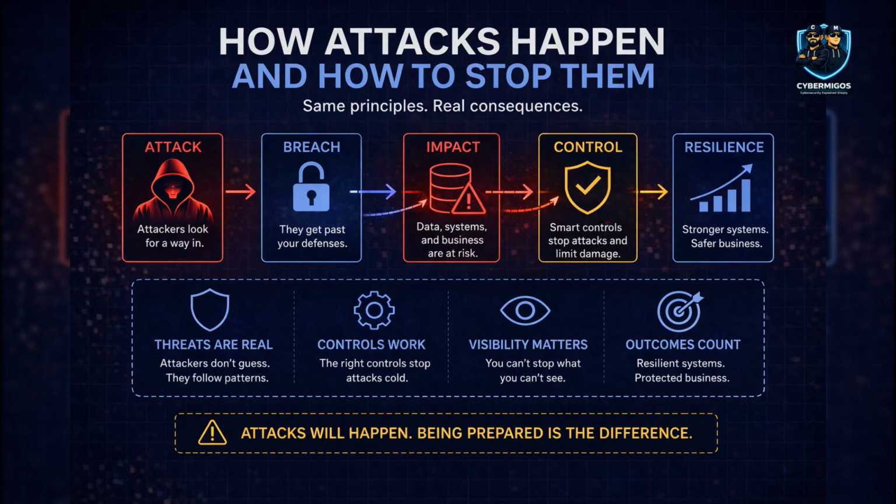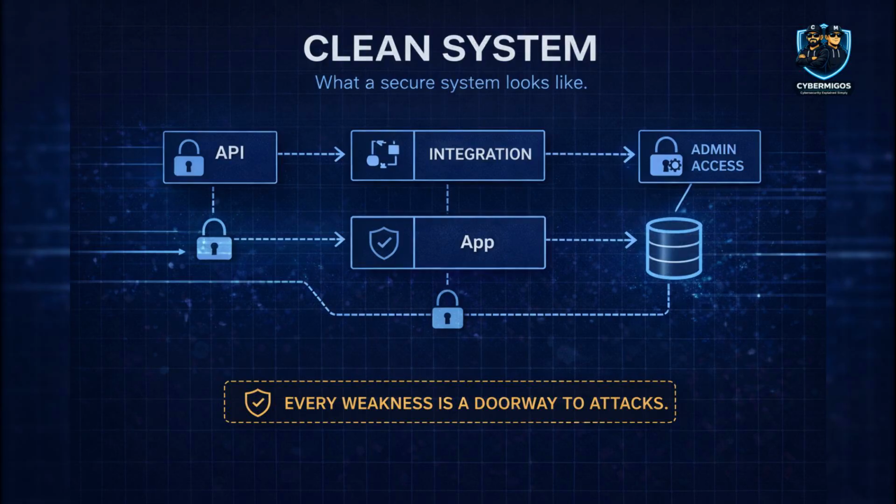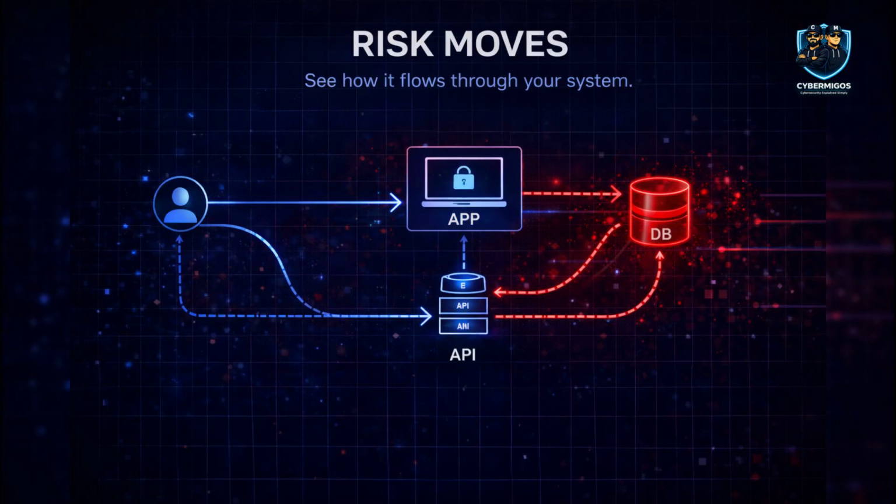Let's start with a system that looks secure. A user logs in, interacts with an application which connects to an API and stores data in a database. Everything looks clean, everything behaves exactly as designed, and on paper, this system looks secure. But to understand risk properly, we need to look at systems differently. Every system can be broken down into three things: entry, movement, and impact. This is how attackers think, not in components, but in paths.